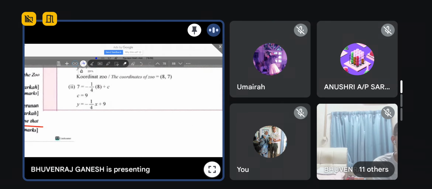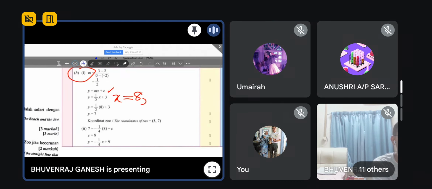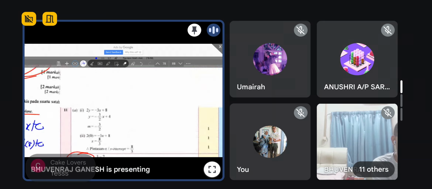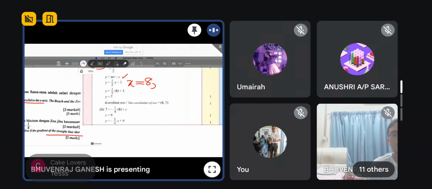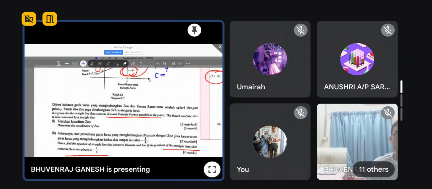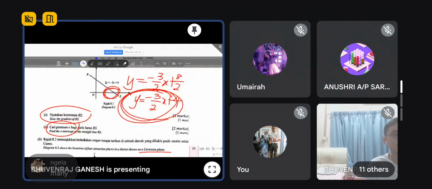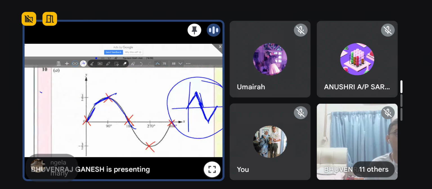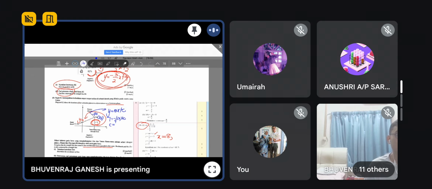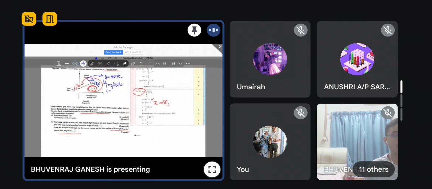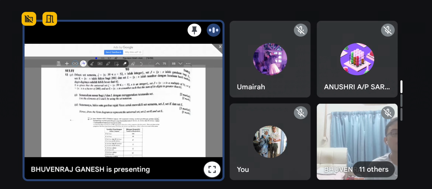Can you all understand this question? Total is 1, 2, 3, 4, 5, 6, 8 marks total. So quite a lot of marks also. Okay, this is section B. Actually this topic is easy to score mark. This topic especially, it's not that hard. Tak sangat susah. As long as you master your lower form.